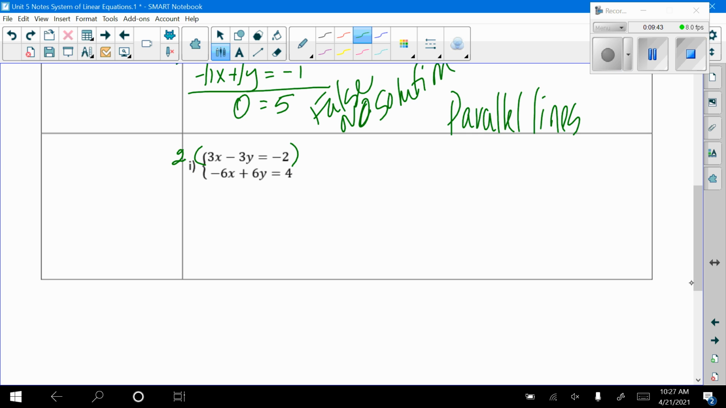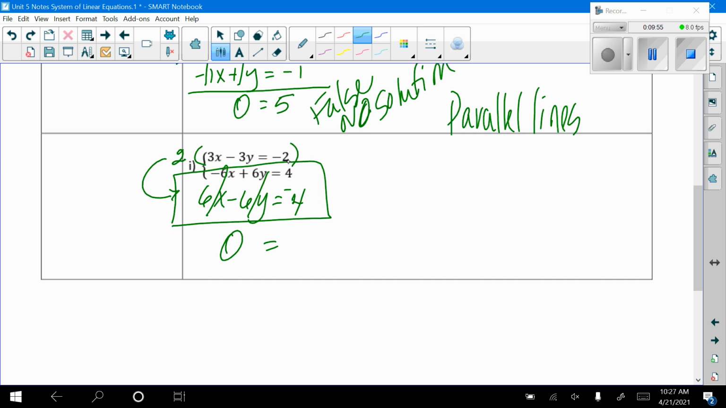And the last one, if I multiply everything by 2, I'm going to put it down below here. I get 6x minus 6y equals -4. Put those two together, I end up with 0 equaling 0. Okay, 0 equals 0. That is a true statement. So that means all real numbers are infinitely many solutions because they are the same line.